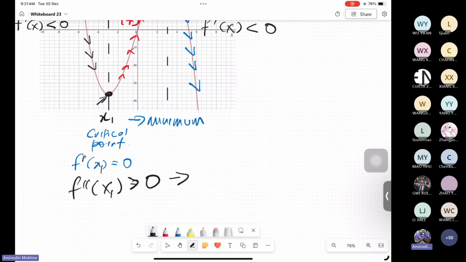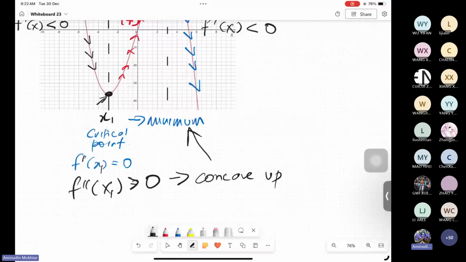We can conclude here, the graph is concave up. So that point x1 is a minimum point. Okay, that's the rule. You need to remember this rule.